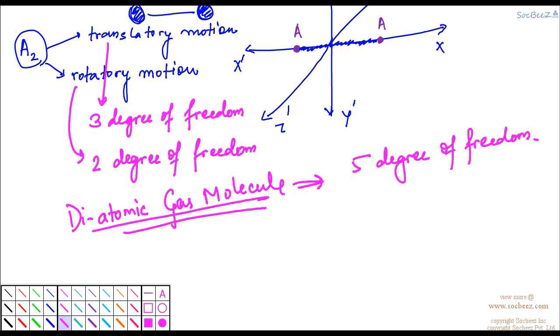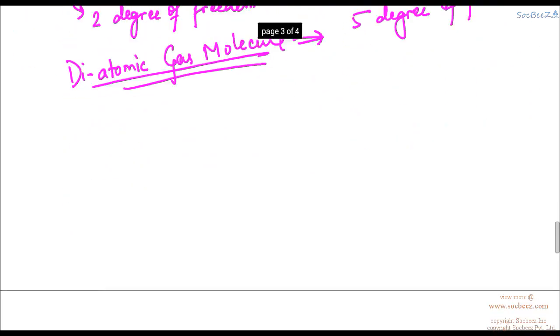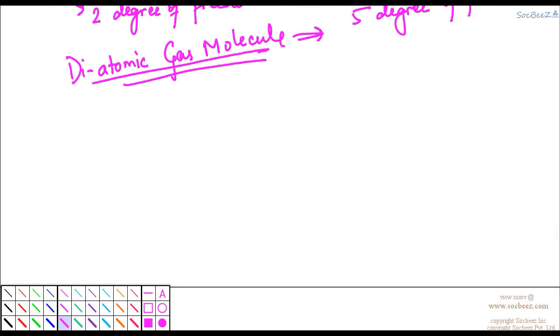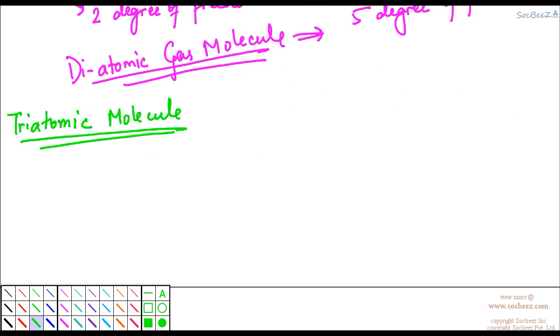Okay, so when we are dealing with triatomic molecules, I would not like to represent how it looks, because it can have various types of configuration. But the important thing is that in triatomic molecules, such as CO2, H2O, SO2, etc., the main thing is that it has 6 degrees of freedom.